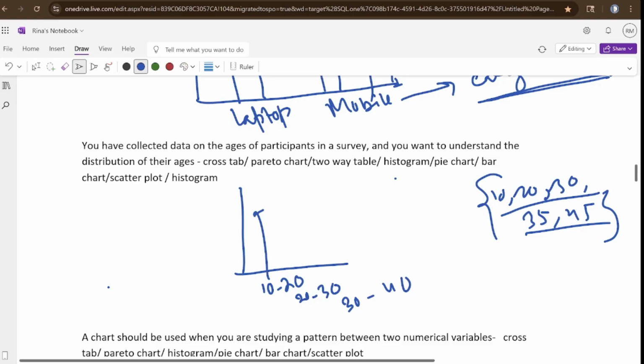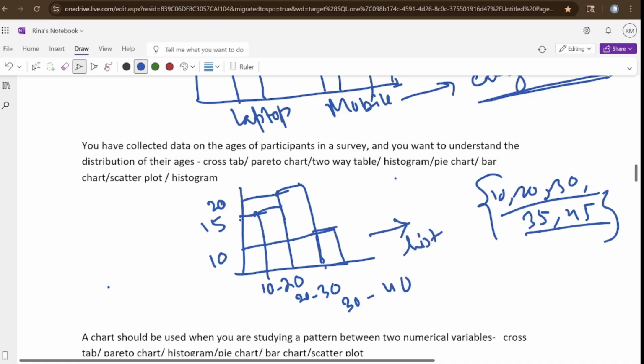So what do you do? You create different bins. They are from 10 to 20. Maybe 15 people are from 10 to 20 group. 20 to 30. Maybe 20 people are in 20 to 30 group. 30 to 40. Maybe 10 people are in 30 to 40 group. Okay. So you want to understand the distribution of their ages. So the best one is histogram.